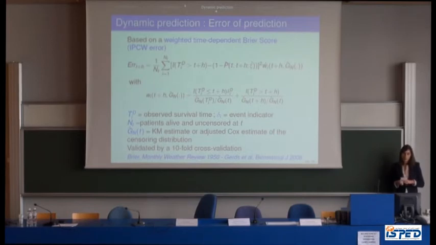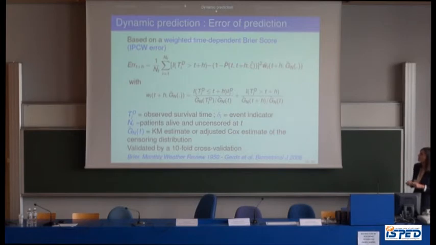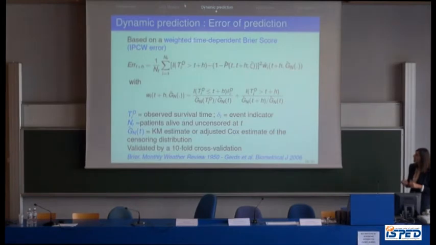Also, when we make predictions, it's important to know if you make a lot of error or not. So we have used a Brier score in order to evaluate the error of prediction. And in order to take into account the censoring, we took a weighted time-dependent Brier score. So in this Brier score, you have a difference between what is observed, like the vital status, minus what is predicted by the model, meaning the probability to survive. And the sum is over the patients still alive and uncensored at time t. In order to take into account the censoring, we use the inverse probability of censoring weighting, which is like this, and we were able to obtain an error of prediction.